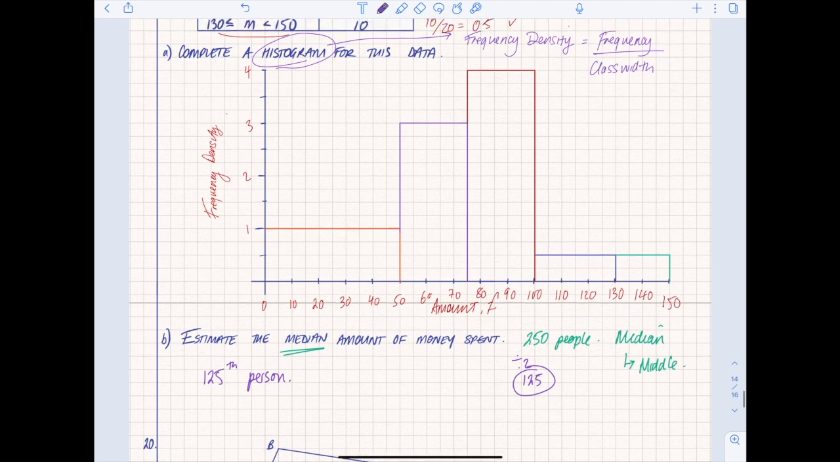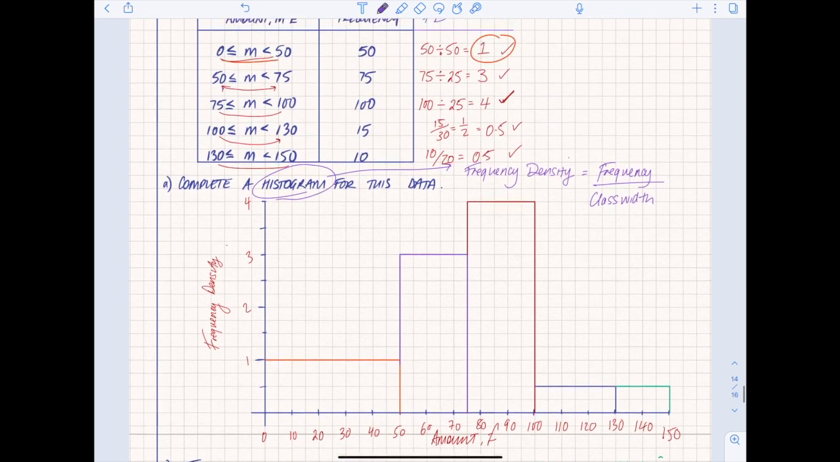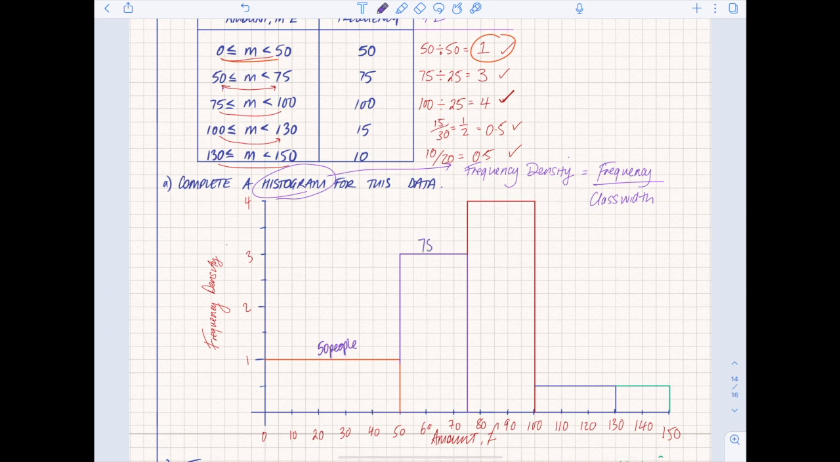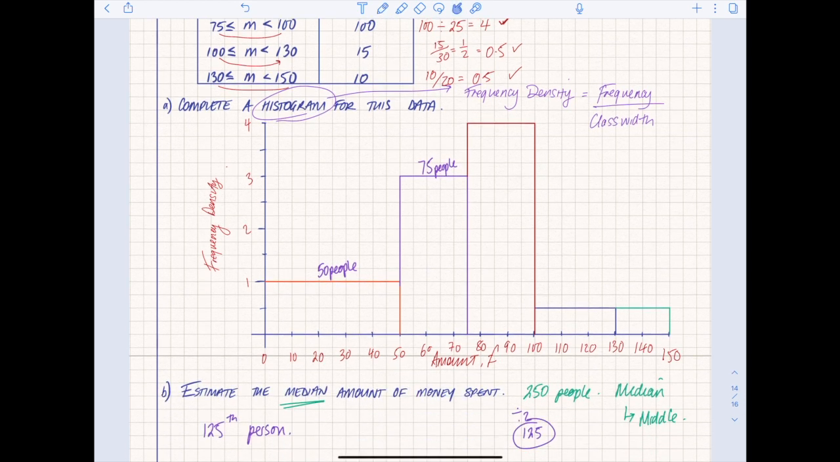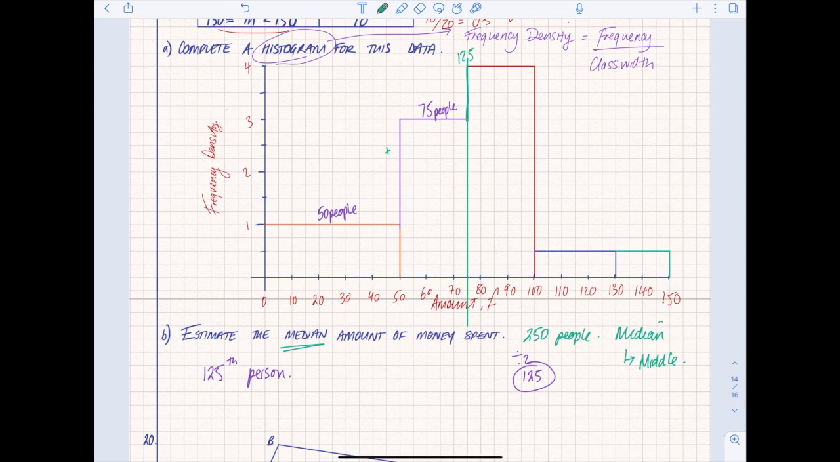So what I need to do is think about how many pieces of data are in each bar. Looking at the first bar, we know that that is a total of 50 people. In the second bar, I know that that is 75 people. So if I was to just accumulate all of this, I've got 50 people there, add on another 75 people, and you can really easily then see that at this point here, 50 plus 75 is 125. So the 125th person sits smack bang down there. So the median amount of money would be £75.